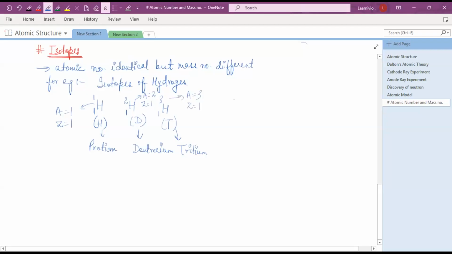What does this mean? It means in all the cases the number of protons is the same. In isotopes, the number of protons is the same. In the case of isotopes of hydrogen, the number of protons is 1, right? If we know the number of protons, we can calculate the number of neutrons. So can you tell me the number of neutrons in protium, deuterium, and tritium?